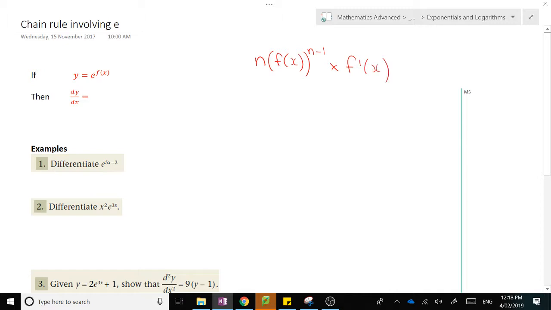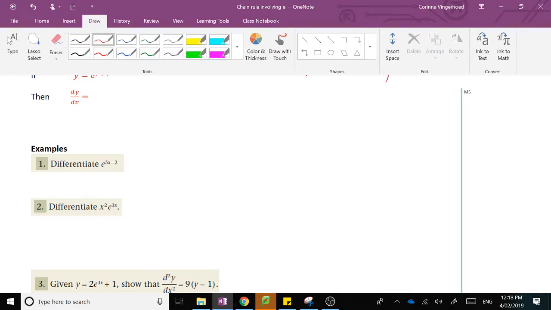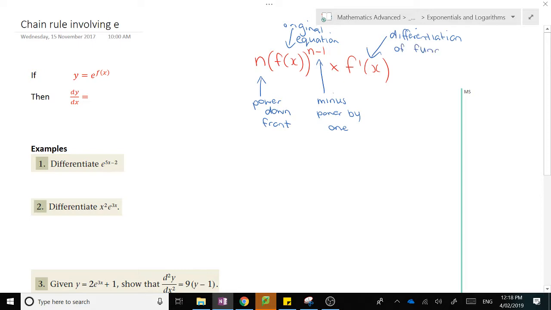Okay, so that probably looks like mumbo jumbo to you, but what that means is, let's change colour. Power down the front. And we have our original equation. Minus power by 1. And multiply that by the difference. Alright, so we're happy with that.